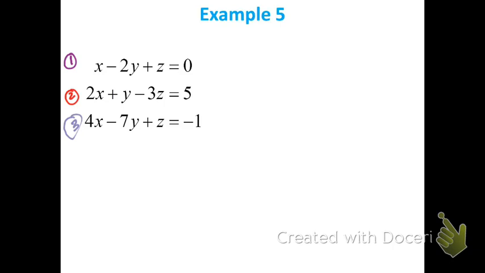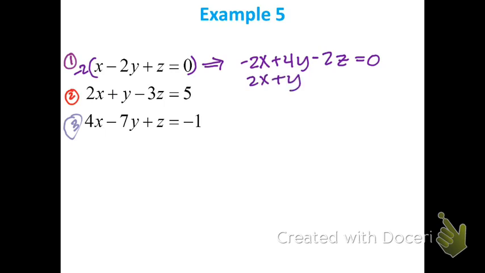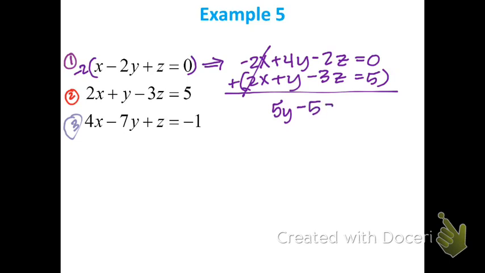-2. Okay, so that's going to yield -2x plus 4y minus 2z equals 0. Then you have 2x plus y minus 3z equals 5. When I add those together, my x's cancel. I have 5y minus 5z equals 5. Did I do that right? Yeah.